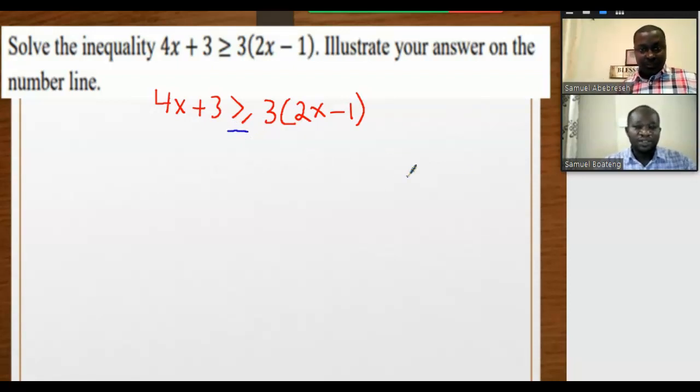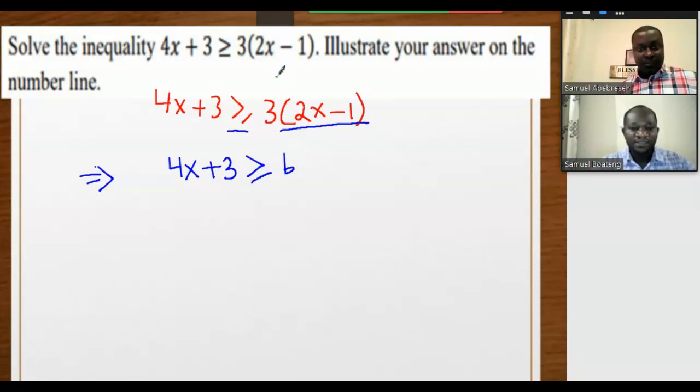While looking at the right-hand side, we have a bracket. So what we can do is to remove the bracket. So let's go. The next step implies that, remember, whenever you are solving equation or linear inequality, to go to the next level, you use the implication sign. 4x plus 3 greater or equal to 6x minus 3. When you look at the left-hand side, we have a term in x.